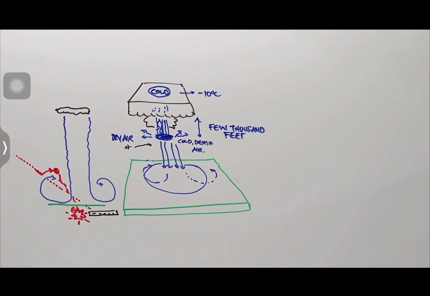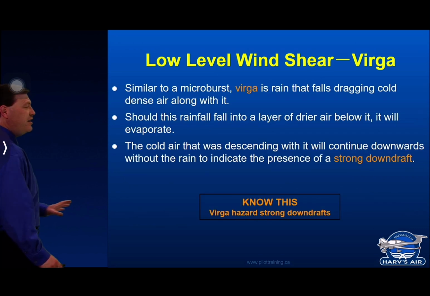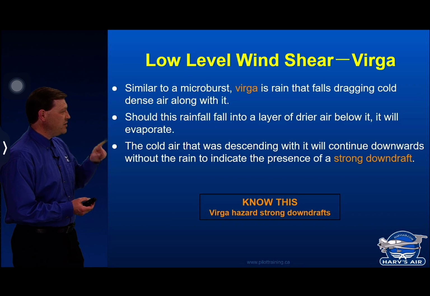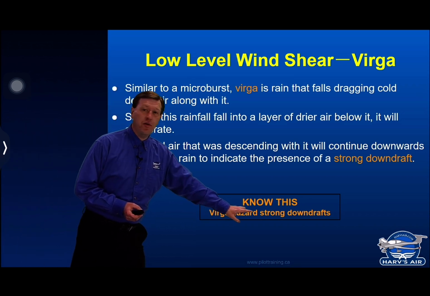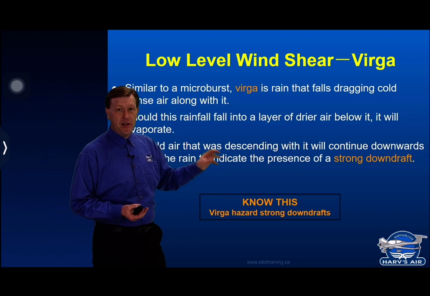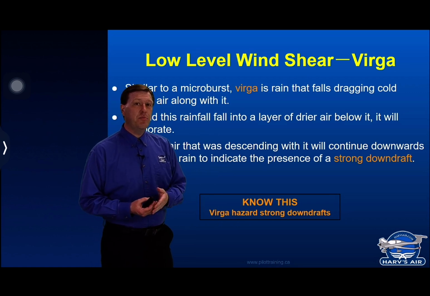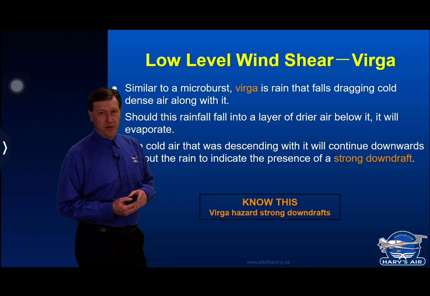Okay, so let's head back over to the presentation here. The next slide should be virga, and it is similar to a microburst. Awesome. The virga hazard is, remember I showed you that cold, dense air getting accelerated? So in the virga, yes, you're going to encounter a downdraft, but even below where the rain seems to end, you could still have a very powerful downdraft.